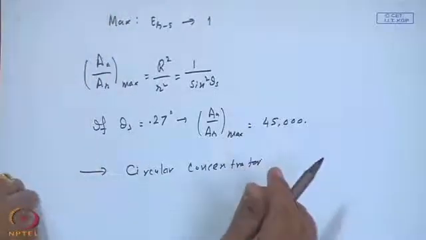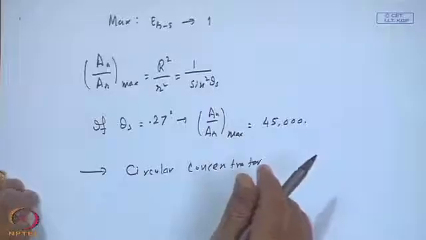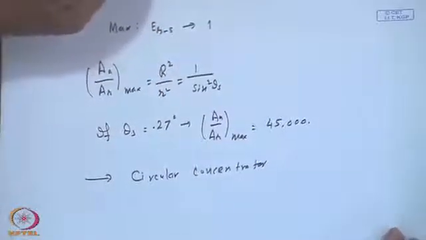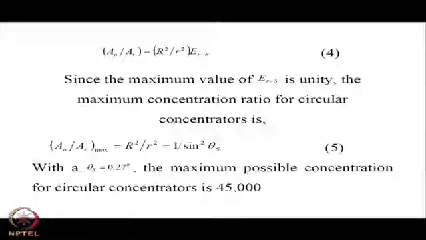We had a confusion last time whether it is for linear or circular concentrator, which I was responsible for, because in writing down we started with the derivation for the circular, but somewhere it was mentioned as linear. Since it is sin squared theta s and it will be 45,000, that will be the maximum concentration ratio possible if you have a circular concentrator.